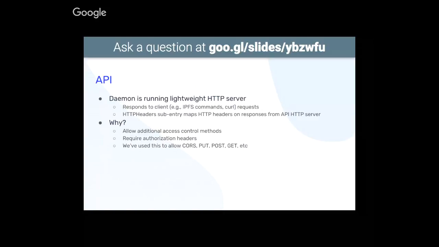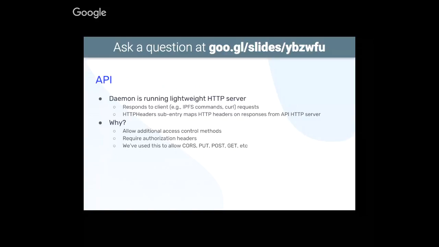Okay, and speaking of APIs, there's a section of your config file that allows you to control how your API works. If you're running a server or a local machine, your daemon is running a lightweight HTTP server, and this responds to client requests. That client is normally your local IPFS command line, but you could also access it via curl or via another website or web interface that you want to provide access to your server-side APIs. So you might want to update how your HTTP header responses come from your API server.